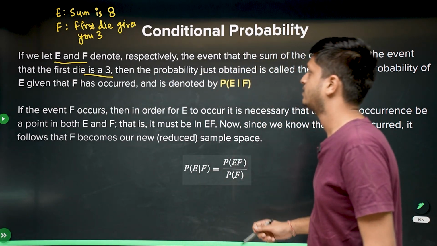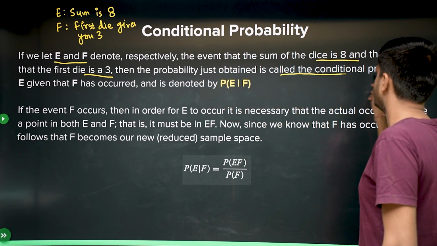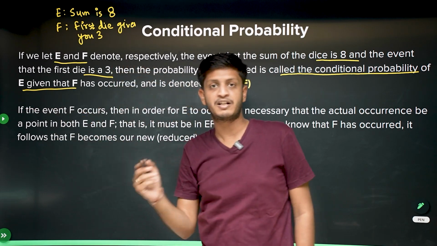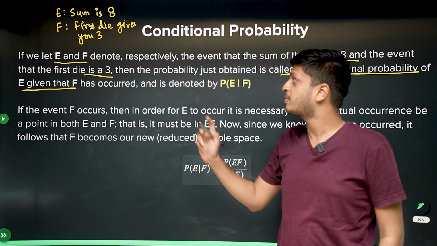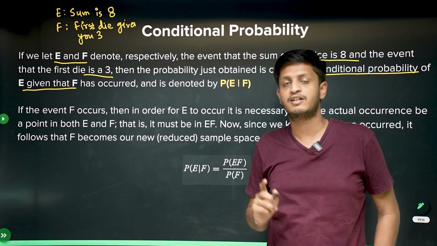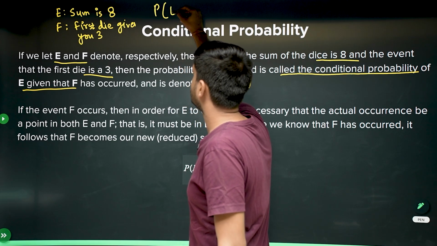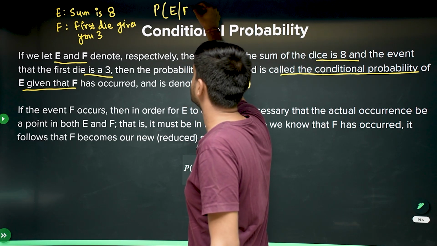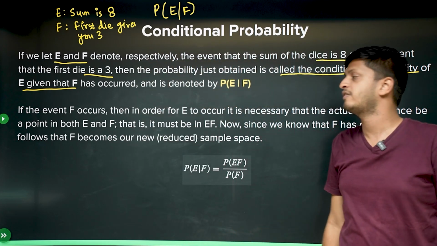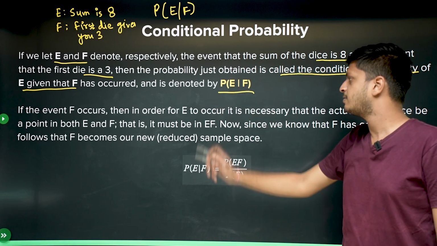First die lands in 3. Then the probability just obtained is called the conditional probability of E given F. The probability which we just calculated, the probability of getting a sum of 8 given that the first die landed in 3, is called the conditional probability. It is the conditional probability of event E given that event F has already happened. It is denoted by P(E|F).